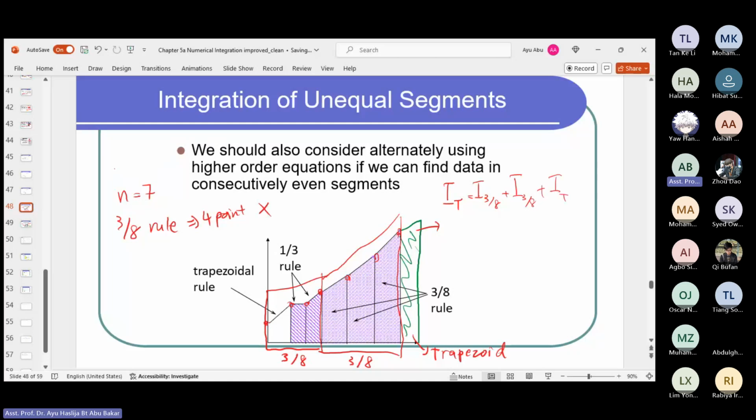This works too. As long as all area under the curve is being integrated, it doesn't matter which rule you want to apply. Okay, clear?